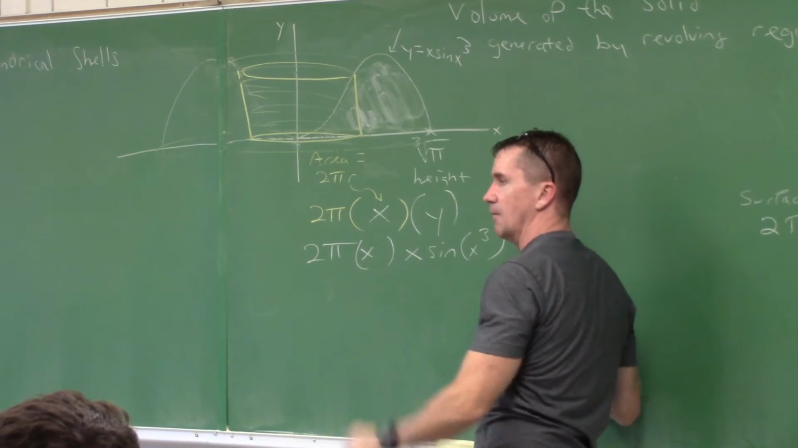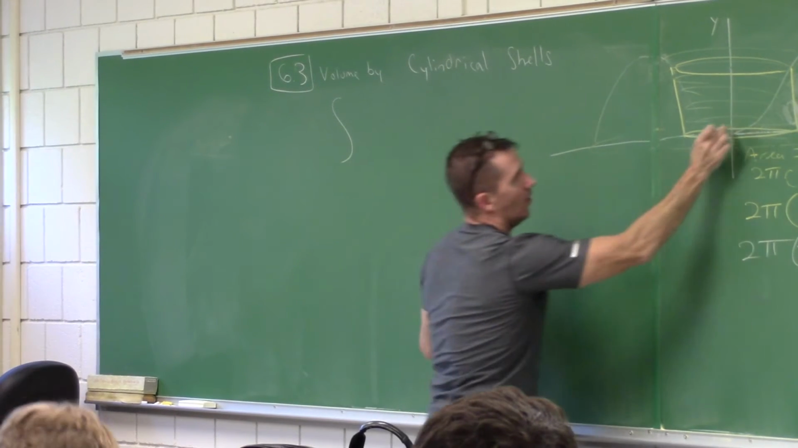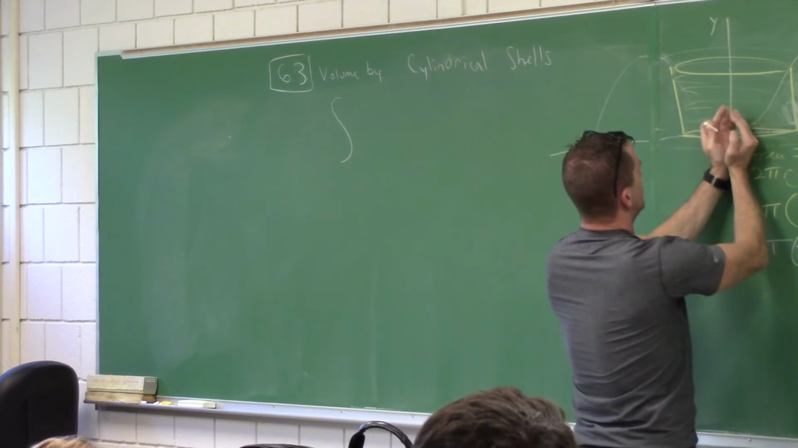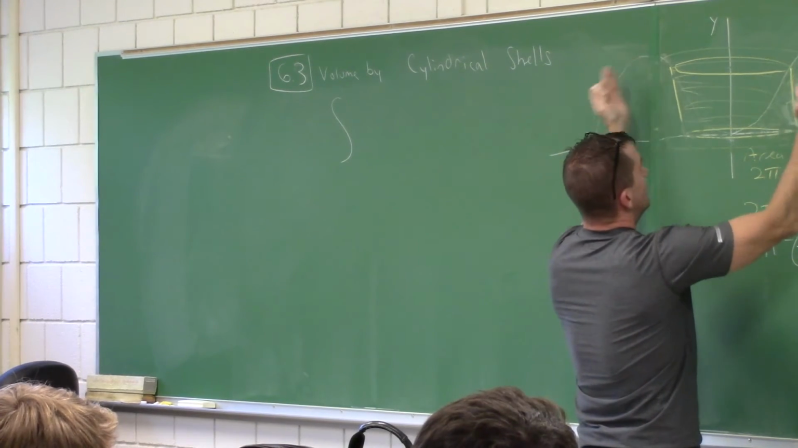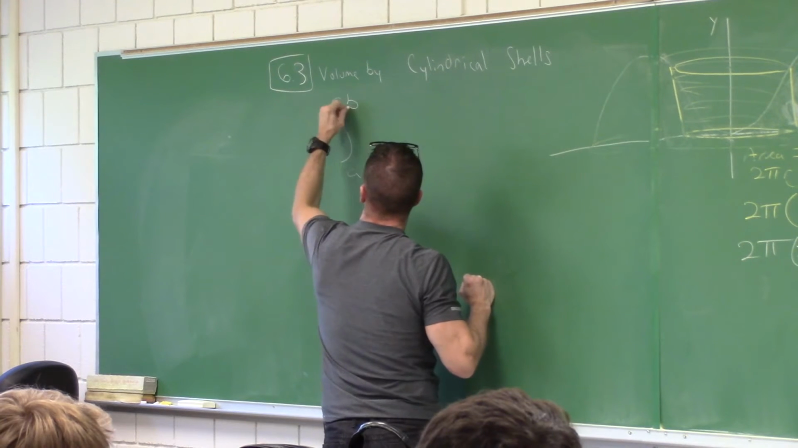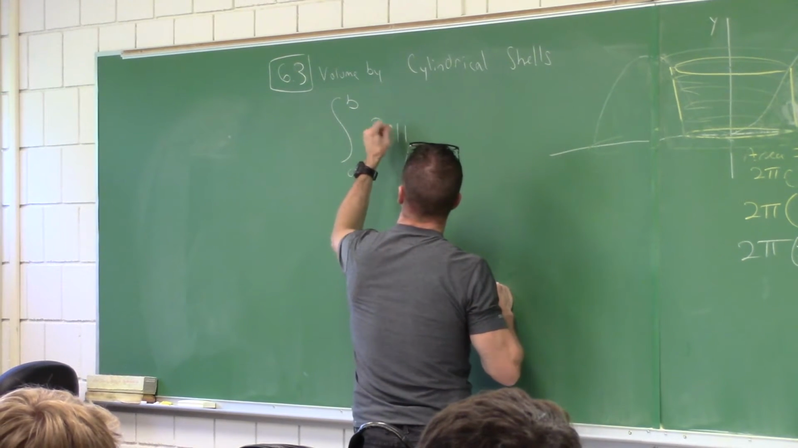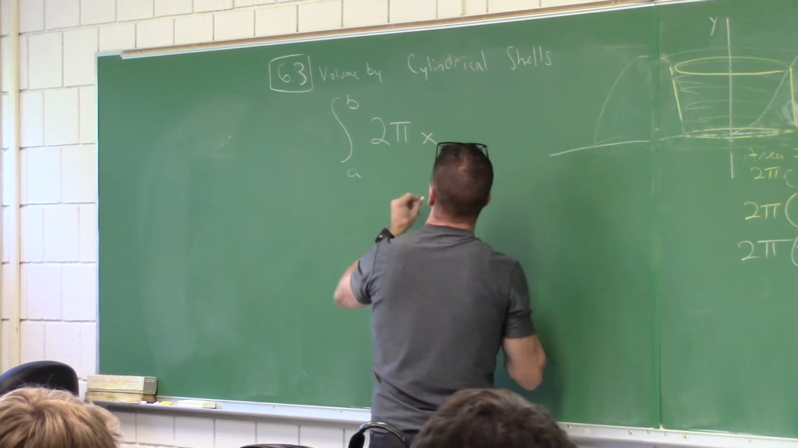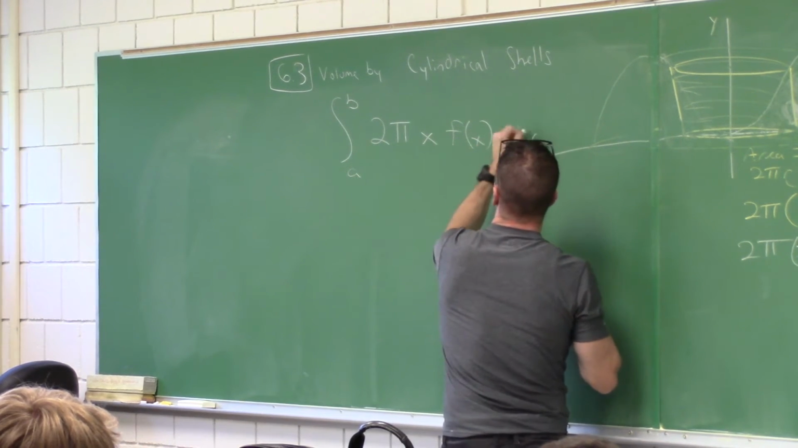Cool. And what we can do is put an integral symbol now and say sum up all these cylindrical shells. One here, one here, one here, and all the way down. I'll say let's go from A to B. 2 times pi times x times, just put the function in there, dx.